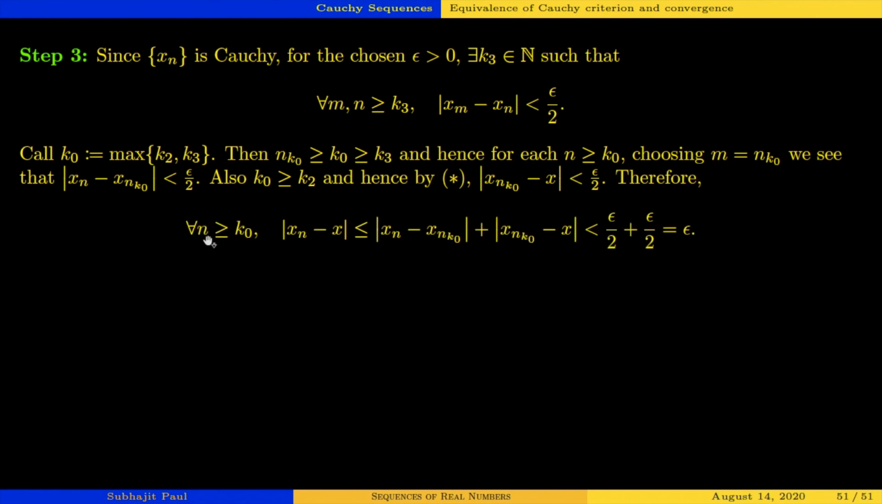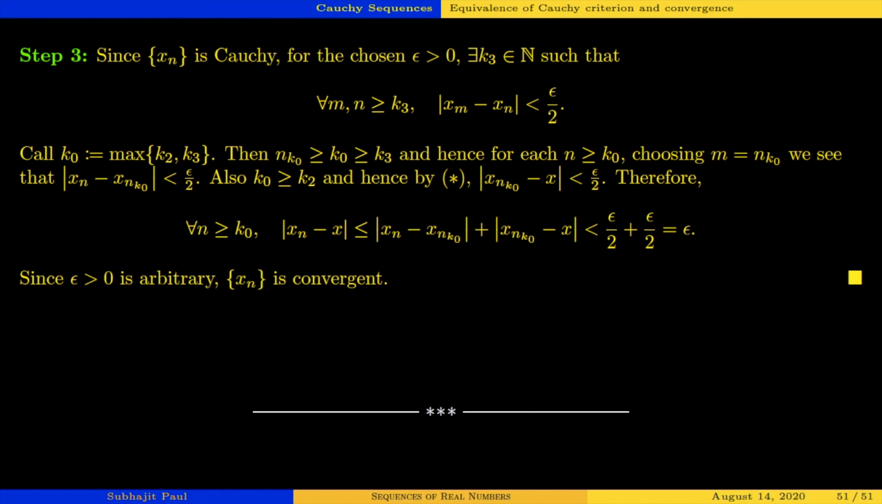Therefore for all n greater than or equal to k naught, xn minus x is less than, by the simple triangle inequality, inserting xnk naught, xn minus xnk naught plus xnk naught minus x. This is less than epsilon by 2, this is less than epsilon by 2, so the total is epsilon. Since epsilon is arbitrary, xn is convergent. This finishes the prerequisite chapter on sequences.